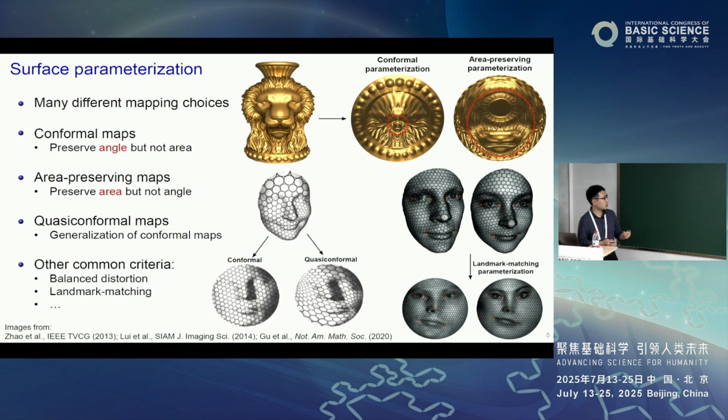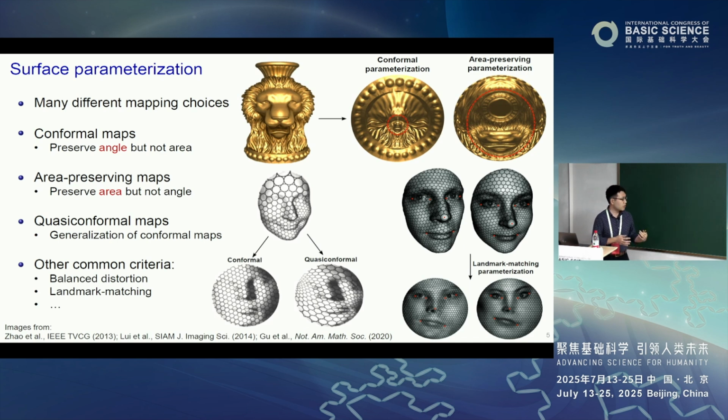While if we use area-preserving mappings, then the good thing is that they will preserve area but not angle. So here is one example showing a typical area-preserving parametrization of this lion vase model. In this case, we can see that the entire head region of the lion vase model is mapped to a pretty large region in this planar domain, which indicates that it is actually pretty area preserving. But as you can also see, towards the boundary of this model, all these circular features will be squeezed and distorted quite a lot, and that means they are not angle preserving. So there is a trade-off between angle-preserving and area-preserving mappings.